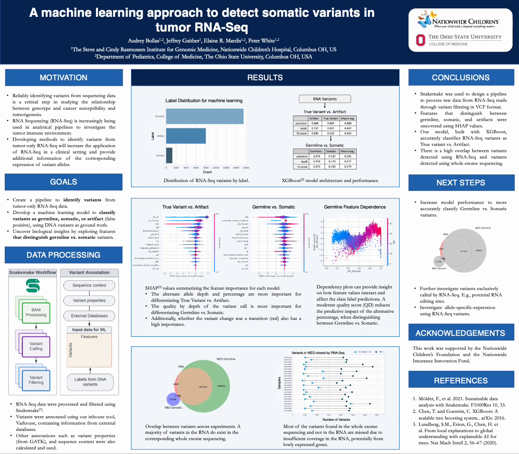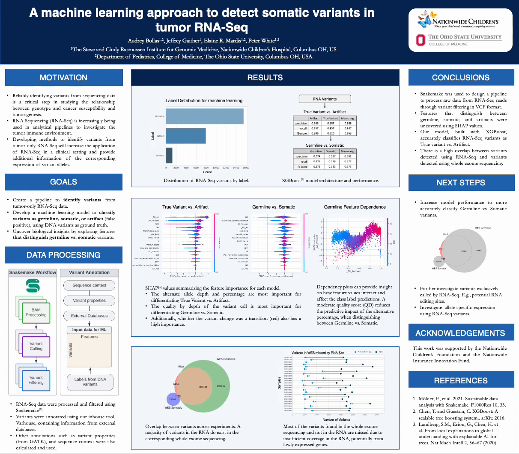So looking at our results, this first plot shows the distribution of the labels for the machine learning model. So we can see there's just a ton of germline variants and a smaller amount of artifacts, and then a much smaller amount of somatic variants. And this is just the case biologically in our pediatric cancer samples. There's just not as many somatic variants.